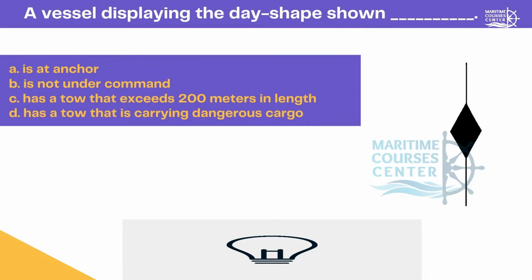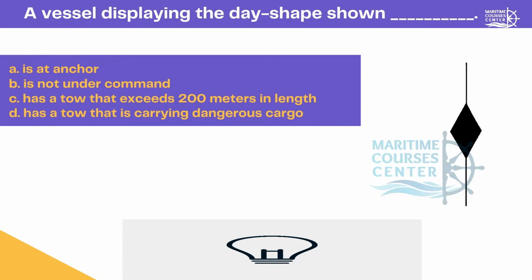A vessel displaying the day shape showing. We have here a day shape showing and we want to choose the right answer. A. Is at anchor. B. Is not under command. C. Has a tow that exceeds 200 meters in length. D. Has a tow that is carrying dangerous cargo.